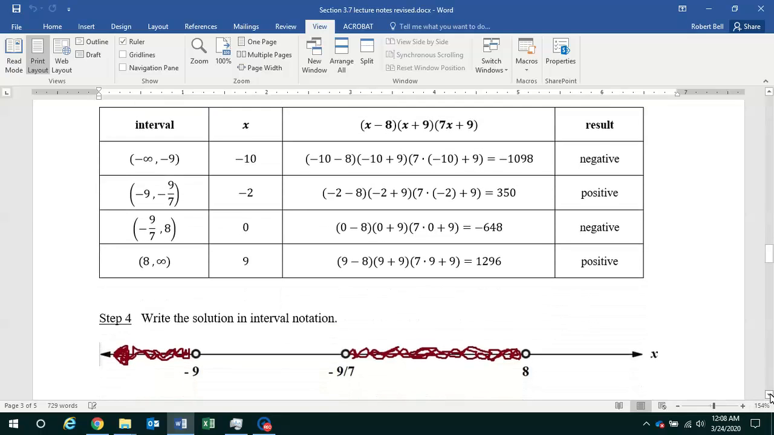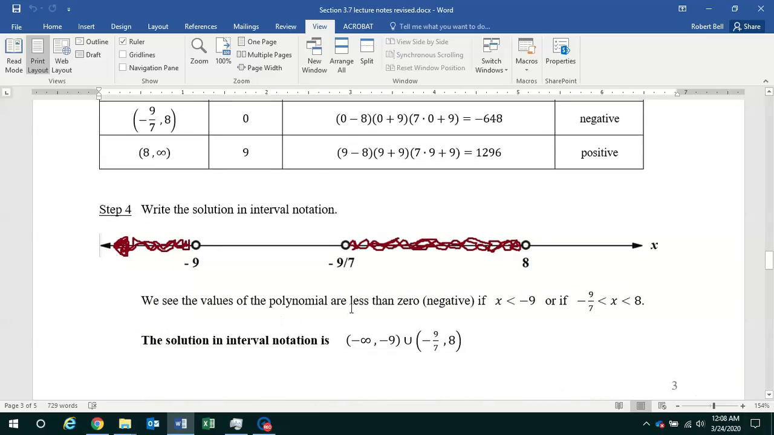So step 4, I have graphed the solution, right? This is all the real numbers less than -9, and this is all the real numbers greater than -9/7 and less than 8. And so we see the values of the polynomial are less than 0, or negative, if x is less than -9, or if x is greater than -9/7 and less than 8. And so in interval notation, our solution is all the real numbers from -infinity to -9 in parentheses, union -9/7 to 8 in parentheses.